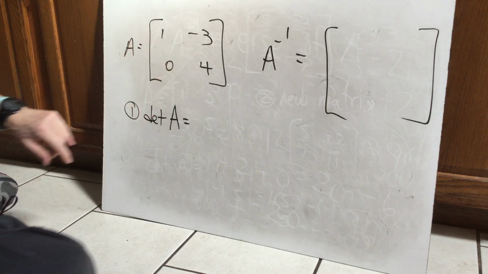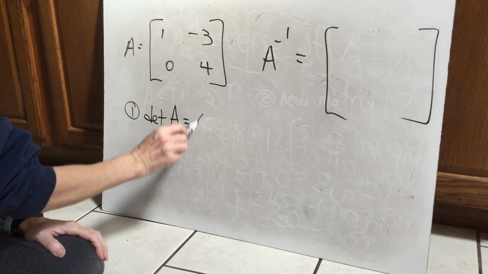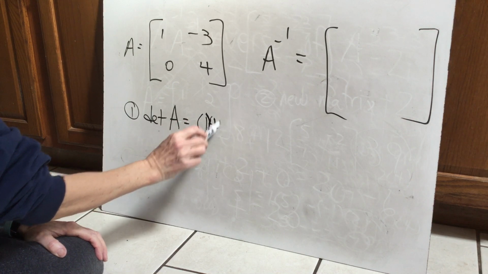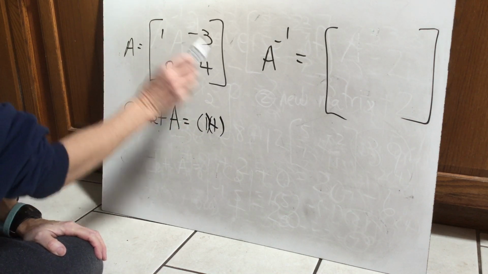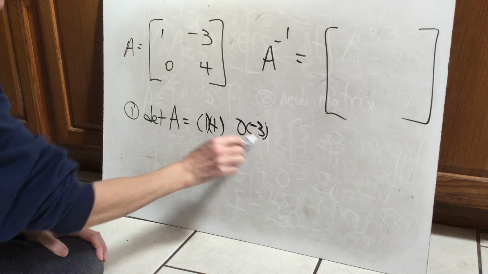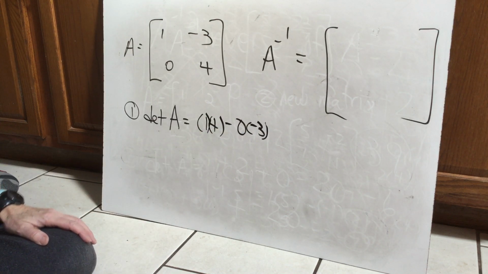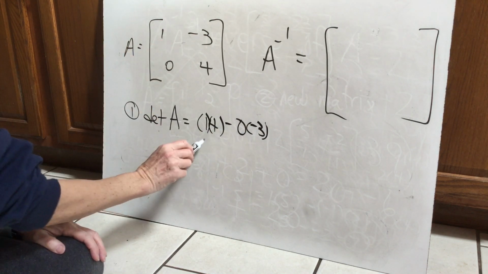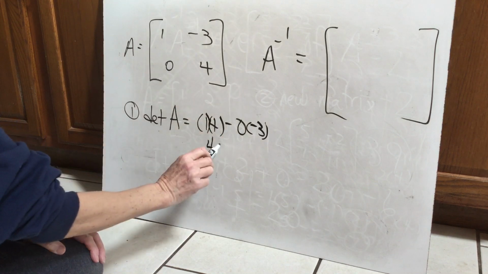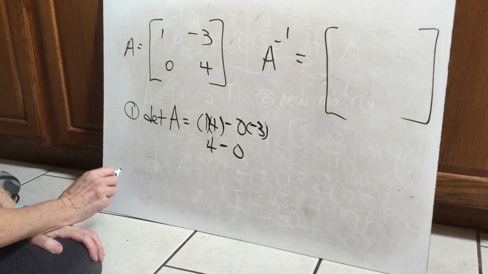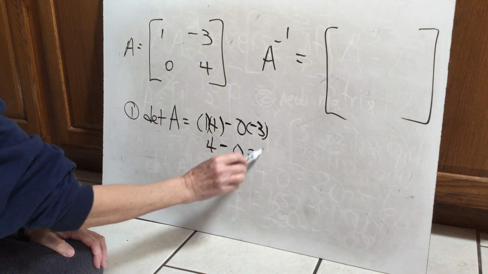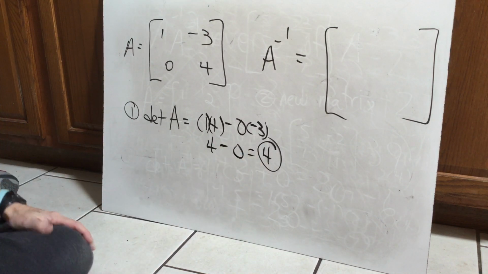So to find the determinant, we start here. We take 1 times 4. We take 0 times negative 3. And we subtract them. So 1 times 4 minus 0 times negative 3, so we get 4. So the value of our determinant is 4.